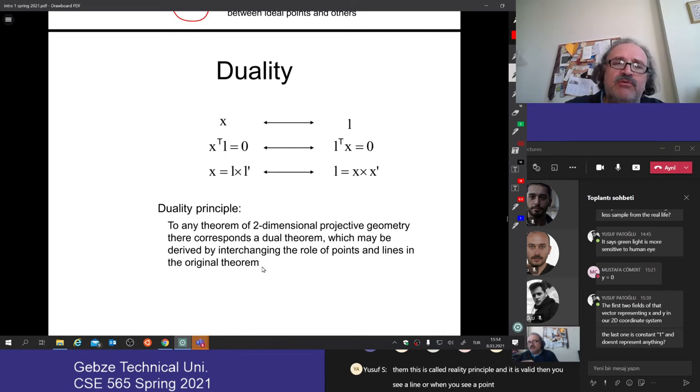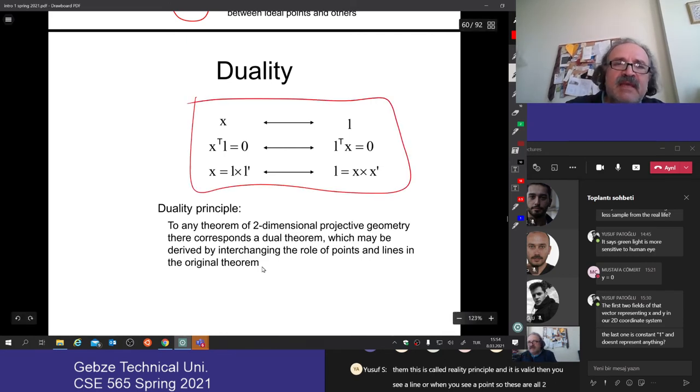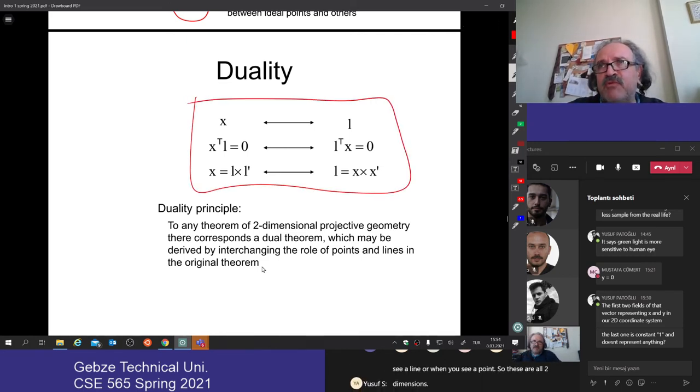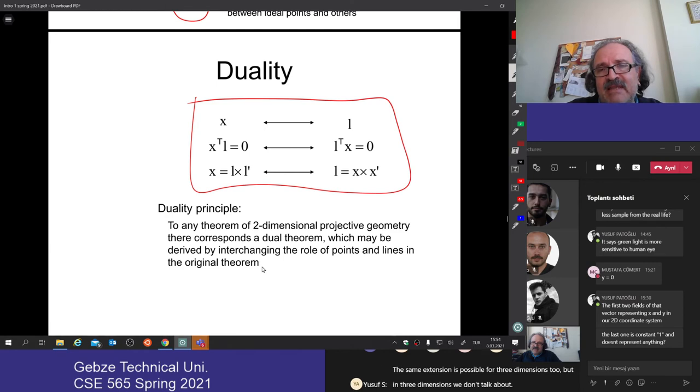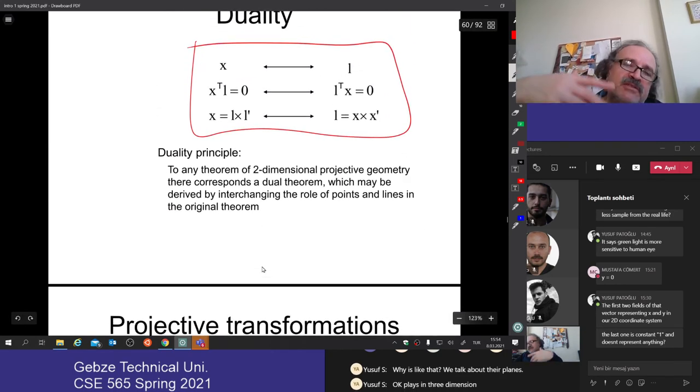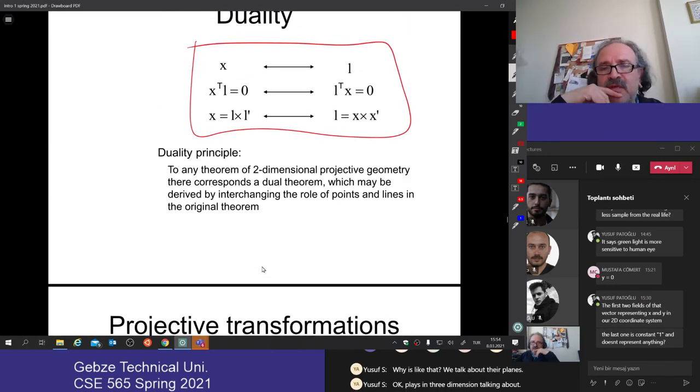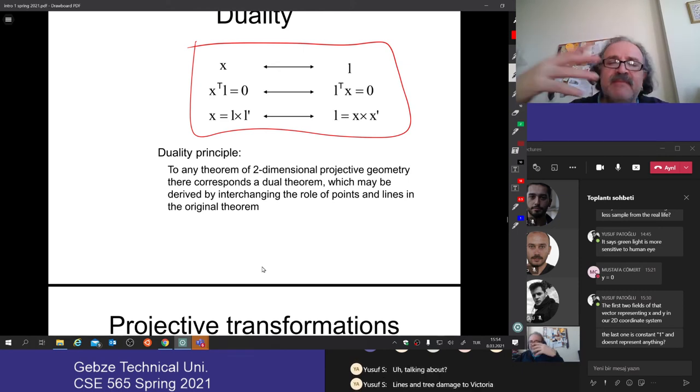So these are all two dimensions. The same extension is possible for three dimensions too, but in three dimensions we don't talk about lines like that. We talk about planes, planes in three dimensions. Talking about lines in three dimensions with the homogeneous coordinate system is a little bit more complicated.